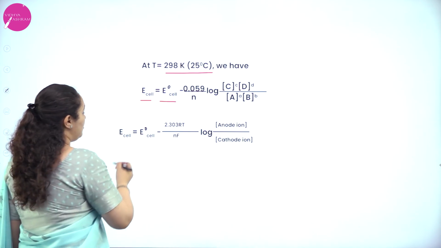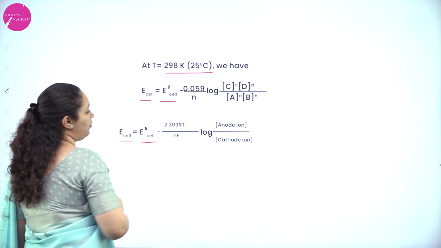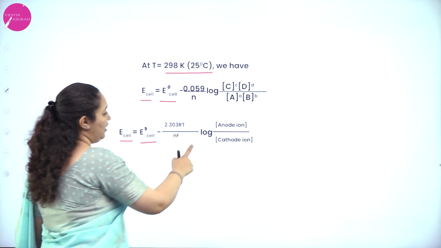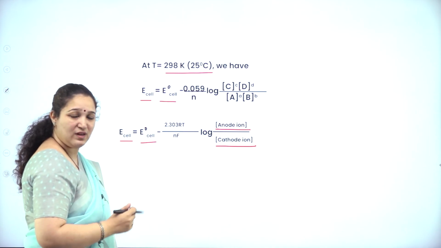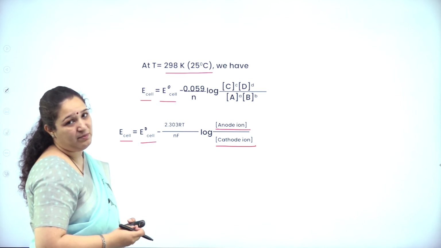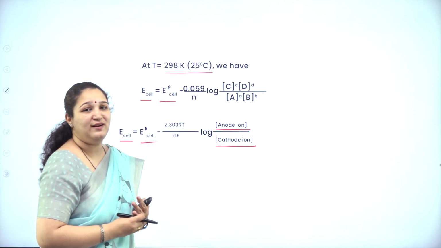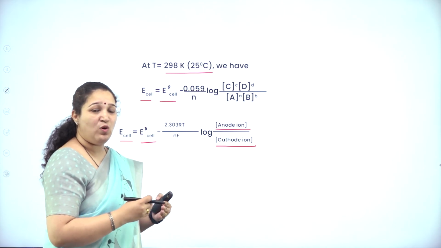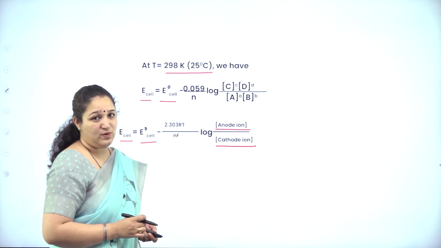Or we can also write it as E cell is equal to E naught of the cell minus 2.303 RT by NF log of anode ions by cathode ions. Anyhow you want, you can remember this. But if they ask you to write the Nernst equation, you should write it properly and explain what its terms are. Okay, so that's about the Nernst equation.